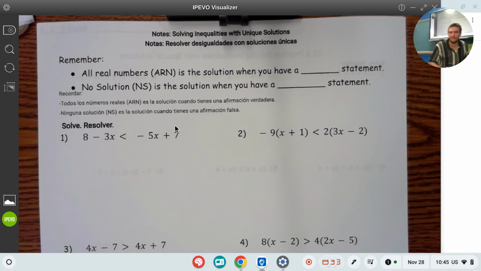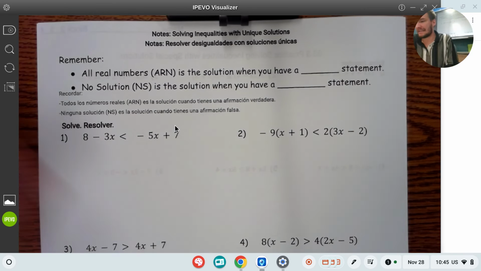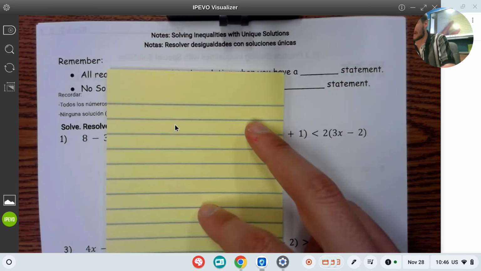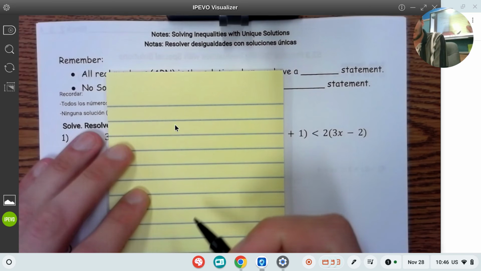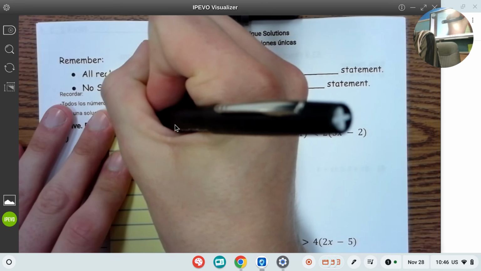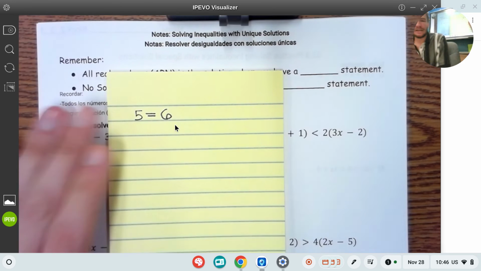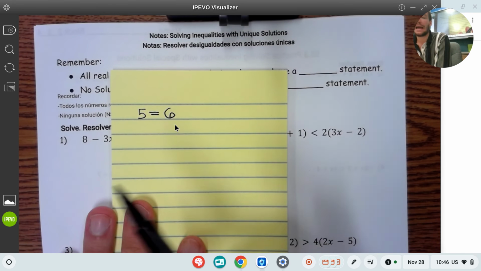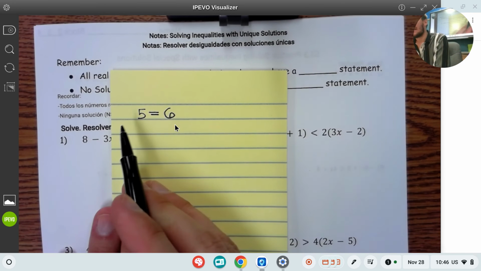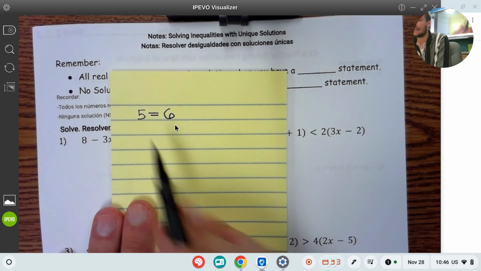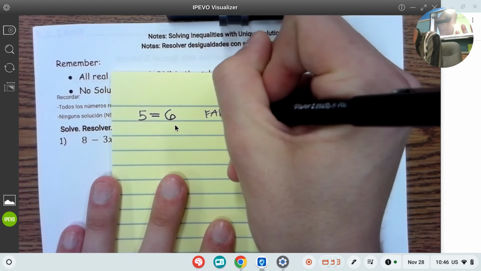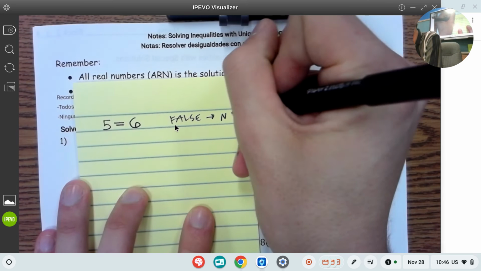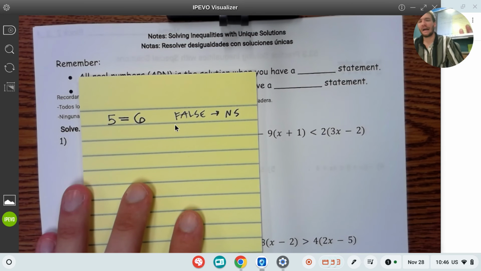Welcome back, everybody. We're going to be doing some nice notes on inequalities with special, unique solutions. We're going to start it off by talking about questions we have done in the past where the final numbers that we were left over with looked something like this: 5 equals 6. And we had to go through the procedure of, is 5 equal to 6? Nope. No. This was a false statement. And then we decided that false means NS, right? This is going to kind of come back a little bit.